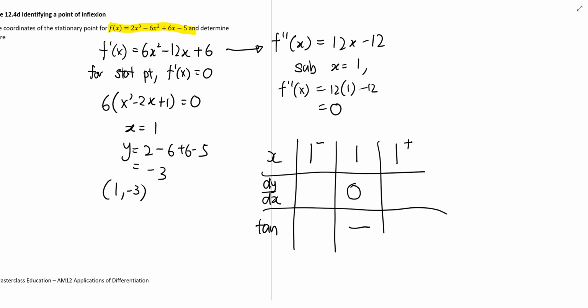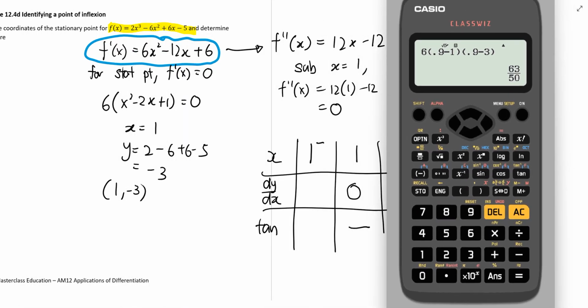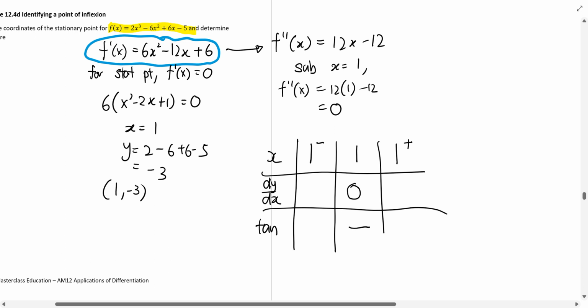Where is my dy/dx? That would be here. I need to sub in 1 minus into my dy/dx. 1 minus is a value that is close to 1 but less than 1, so I would probably use 0.9 to sub into my dy/dx. 6 bracket 0.9 squared minus 12 bracket 0.9 plus 6, and it is a positive value, so I put a plus and the tangent is going up.